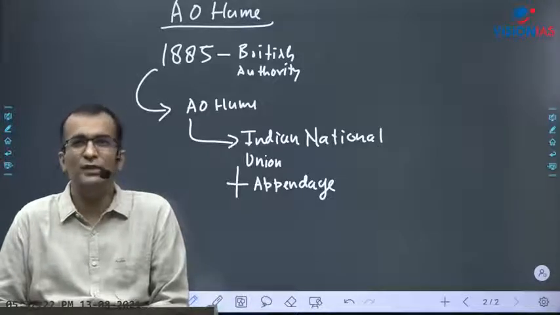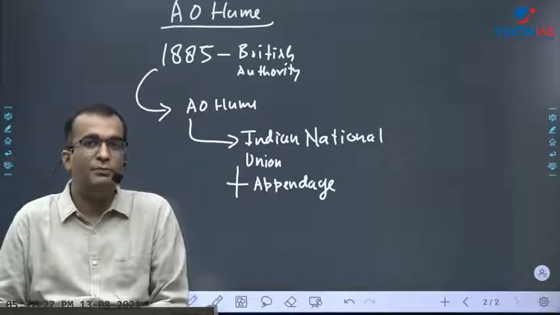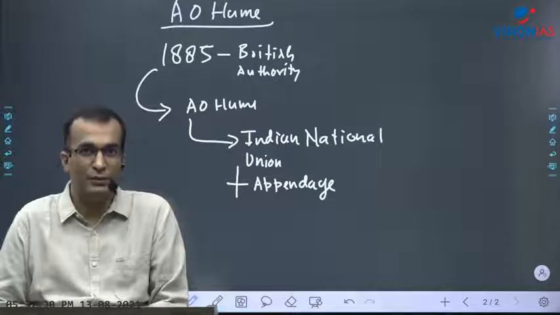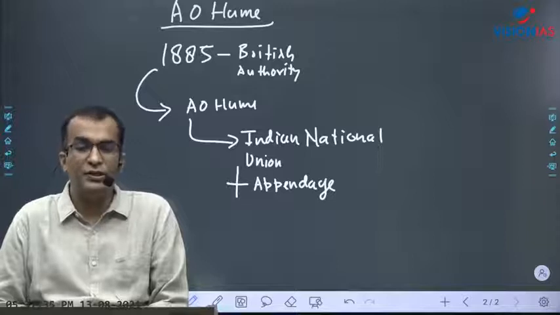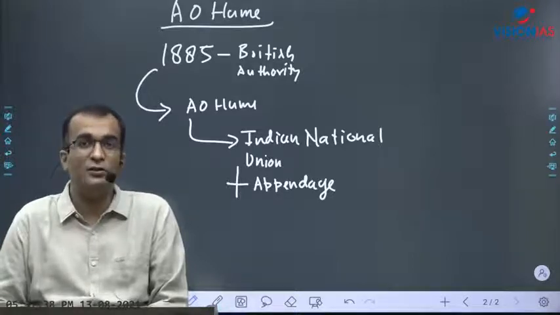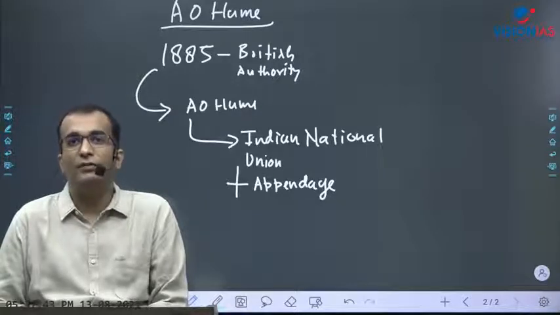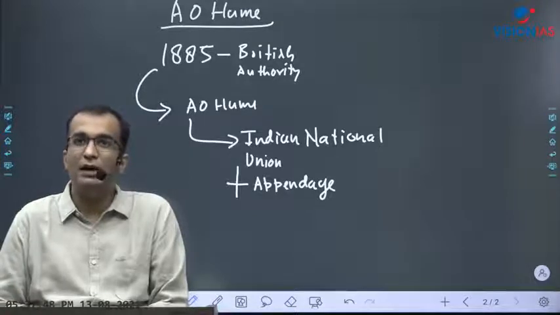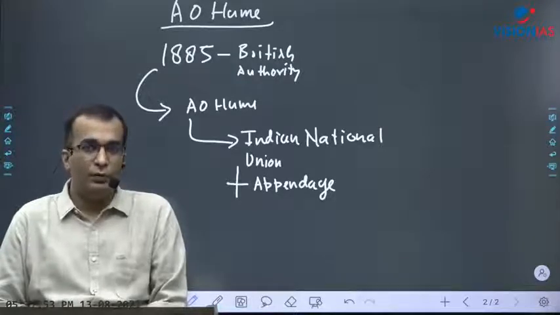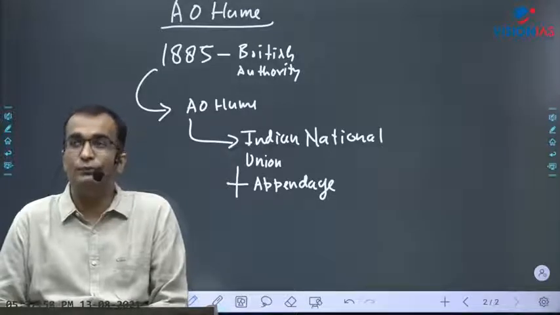convened. So initially it was decided that Pune would be the location of the first meeting, but in Pune at that point of time there was this bubonic plague. So they decided that Bombay would be better. So the first meeting of this Indian National Congress was held on 28th of December in Gokul Das Tejpal Sanskrit College, Bombay.